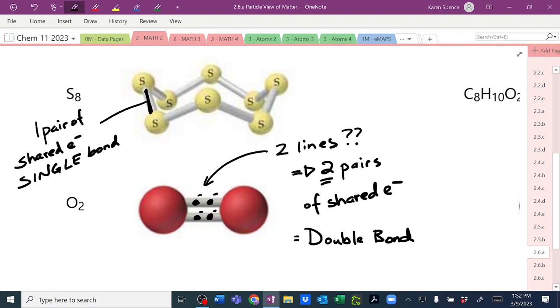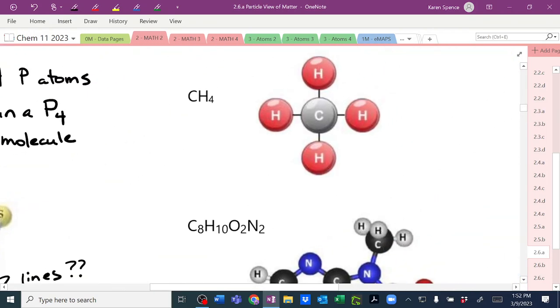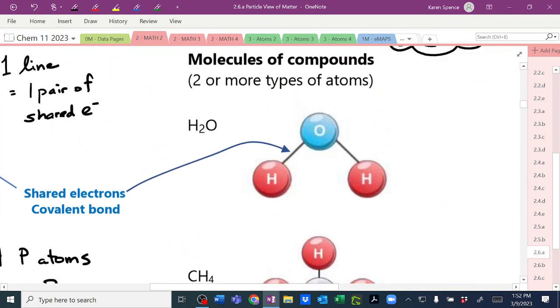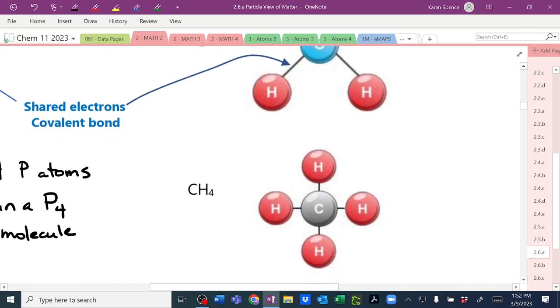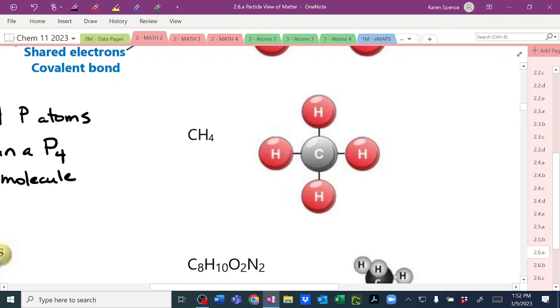Now, elements are pretty boring when it comes to their molecules. They're mostly like 2. There's O2, Cl2, I2, Br2, N2, F2, H2. Most of them contain 2 atoms. Only a few of them, like phosphorus, is P4 and sulfur is S8. But when you get into molecules of compounds, things can get pretty fancy pretty quickly. We have a simple one like water, H2O.